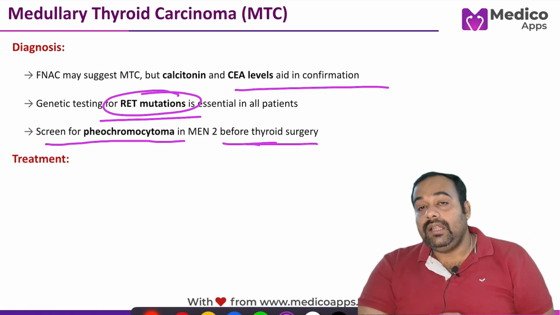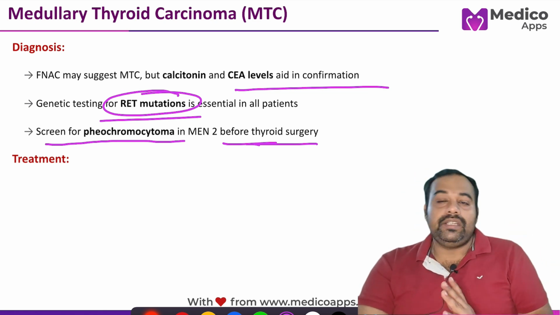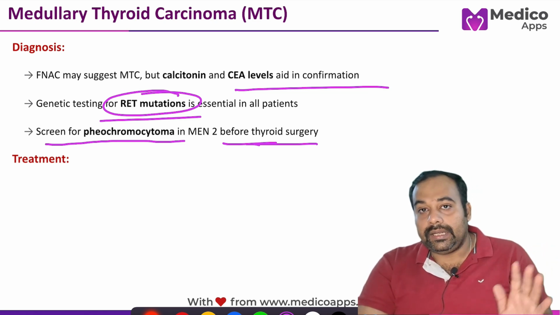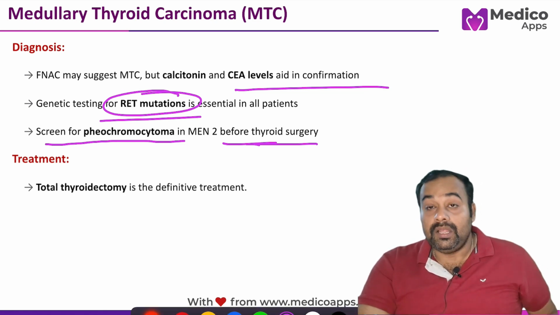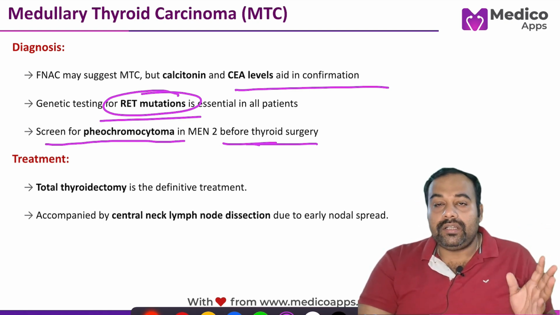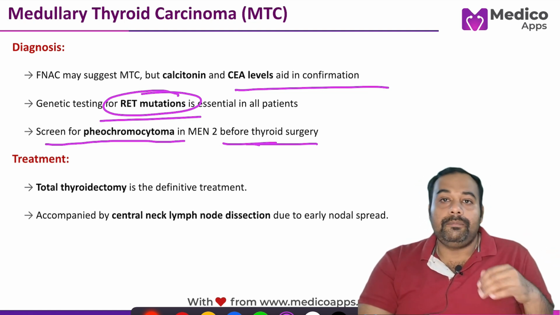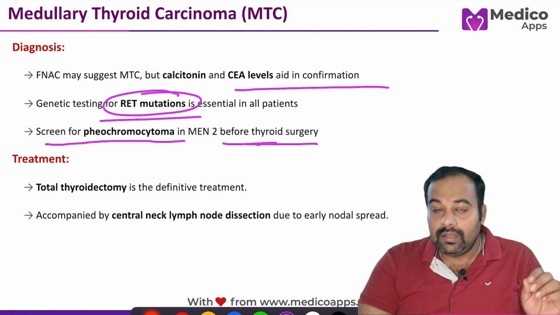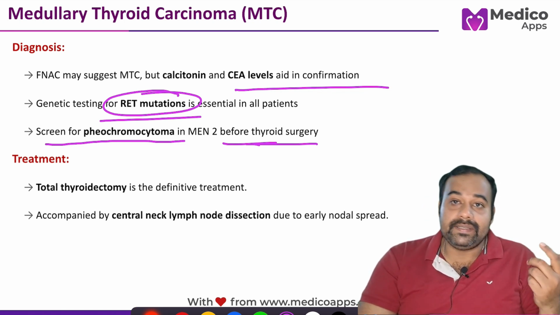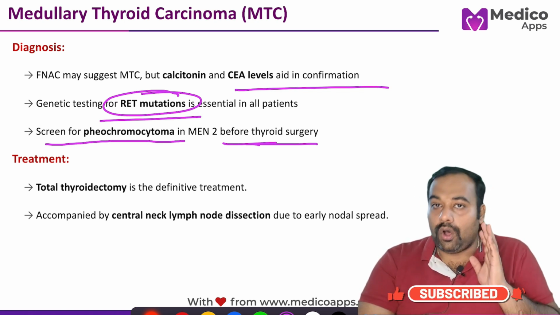Now let's try to understand the treatment protocol for medullary CA thyroid. Look, total thyroidectomy is always warranted. No hemithyroidectomy, no subtotal thyroidectomy, you have to go for total thyroidectomy. Now you must accompany total thyroidectomy with a central prophylactic lymph node dissection, because lymph node stations 6 and 7 are the most common stations where the initial lymph node metastasis happens in case of medullary CA thyroid, and that happens very rapidly, right? So that's why prophylactic lymph node dissection is always warranted.